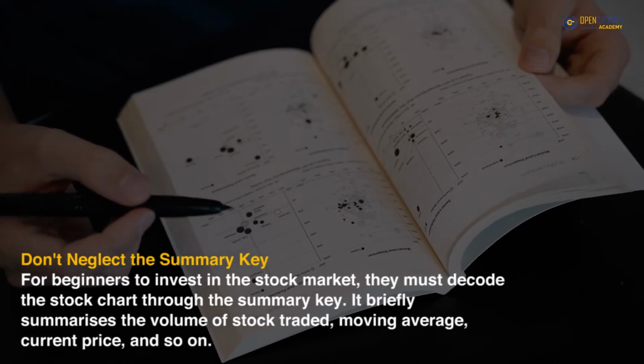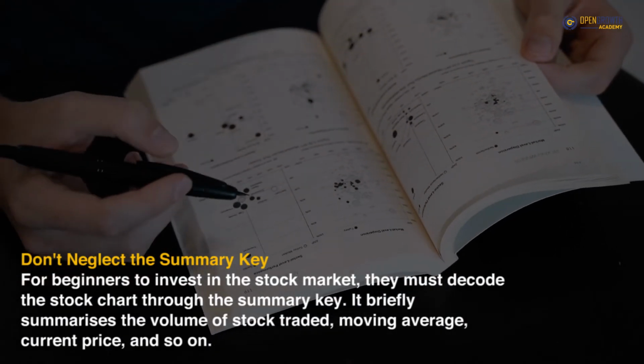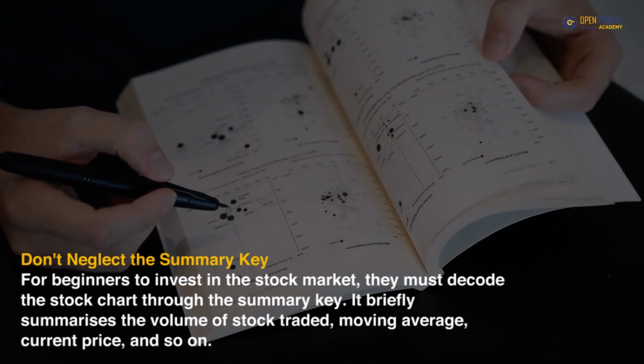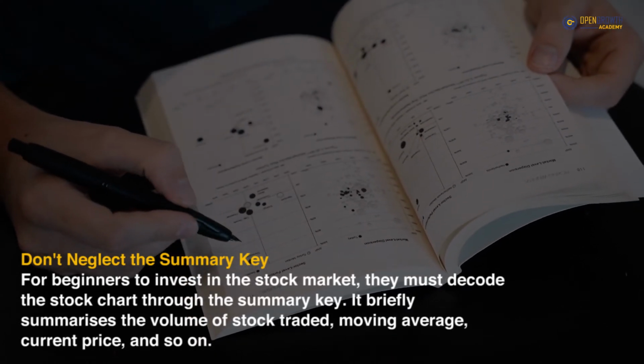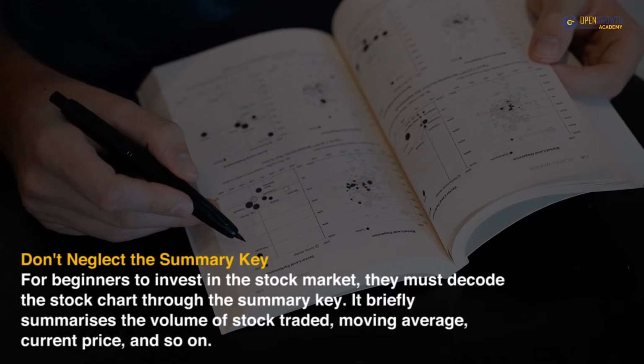Don't neglect the summary key. For beginners to invest in the stock market, they must decode the stock chart through the summary key. It briefly summarizes the volume of stock traded, moving average.